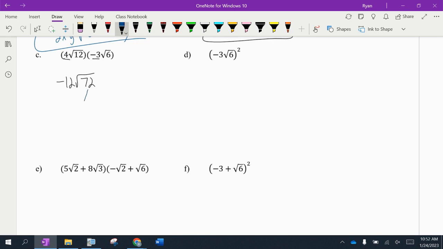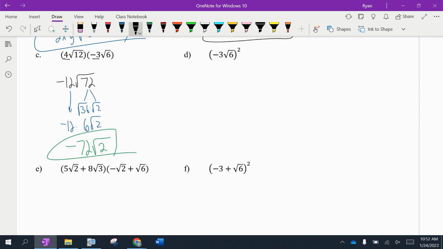Next step, break down that square root of 72. 4 goes into it, 9 goes into it. Both of those could work, but the biggest perfect square is 36. So this becomes 6 square root of 2 with the negative 12 out front. So then if we multiply those, we get negative 72 square root of 2.